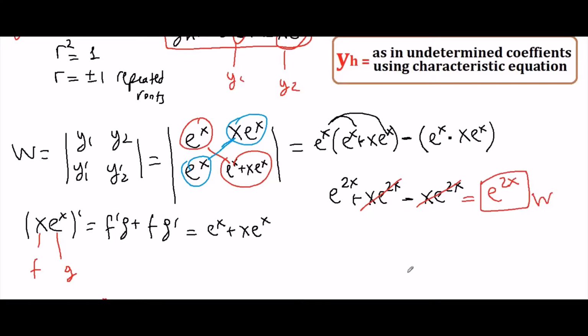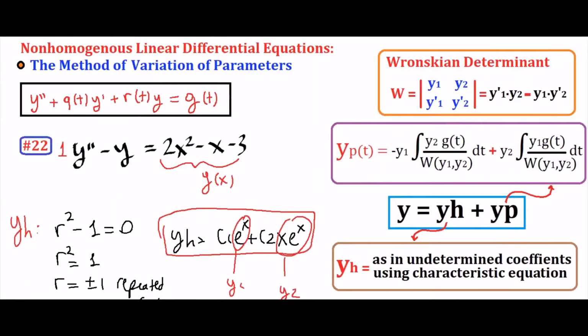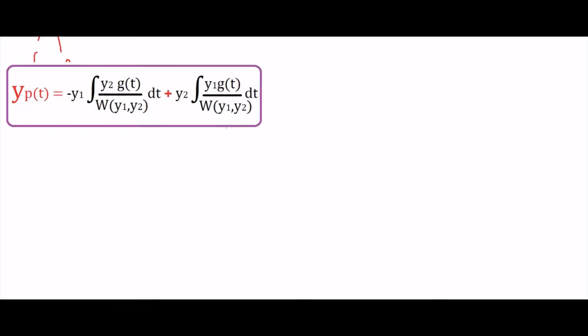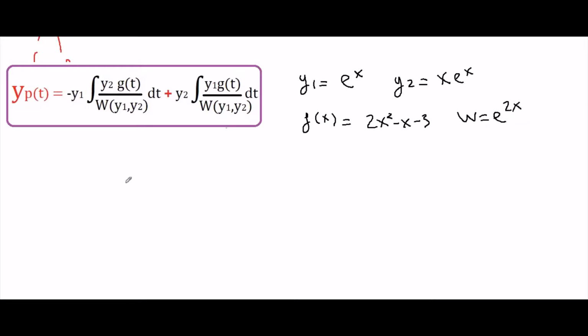Now we have our Wronskian, y1, y2 and g of x, so we can plug in our formula. Let me copy our formula here. Before I start, as usual, I would like to write the ingredients. Our y1 was e to the x, our y2 was x e to the x, our g of x was 2x squared minus x minus 3, and our Wronskian determinant is e to the 2x.